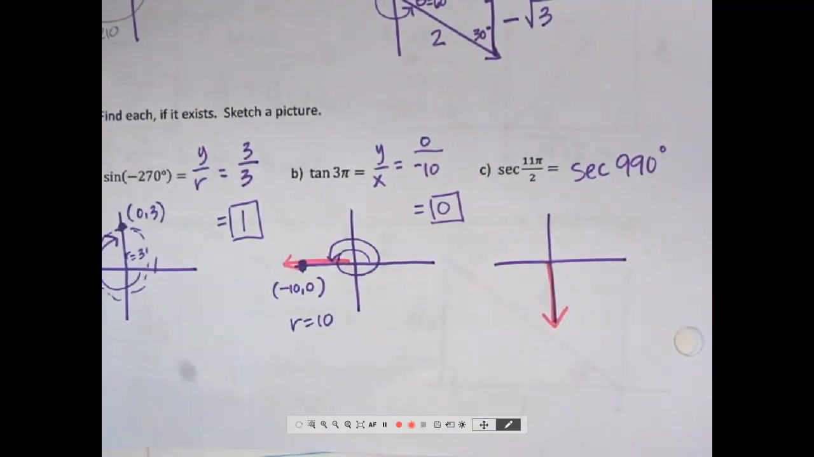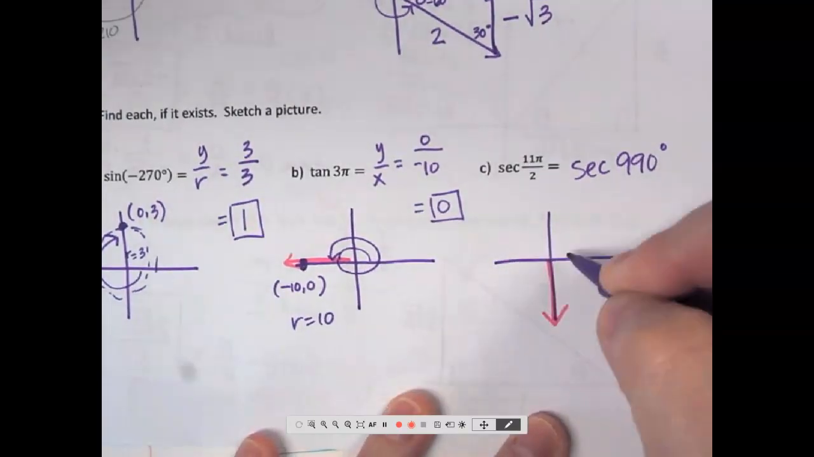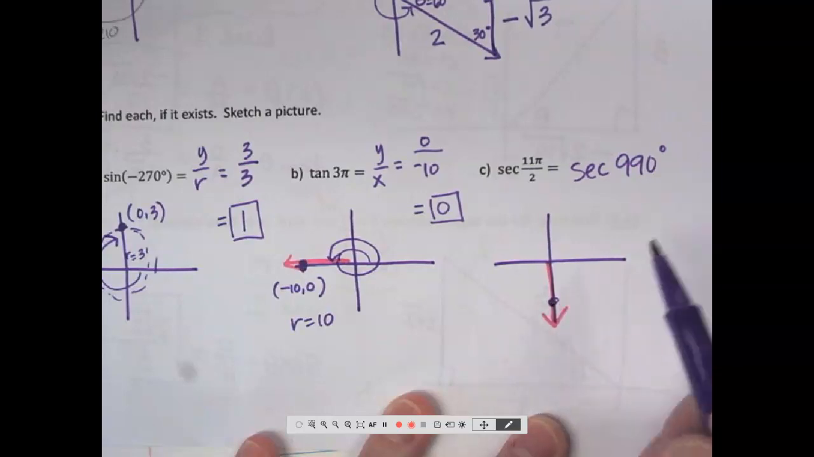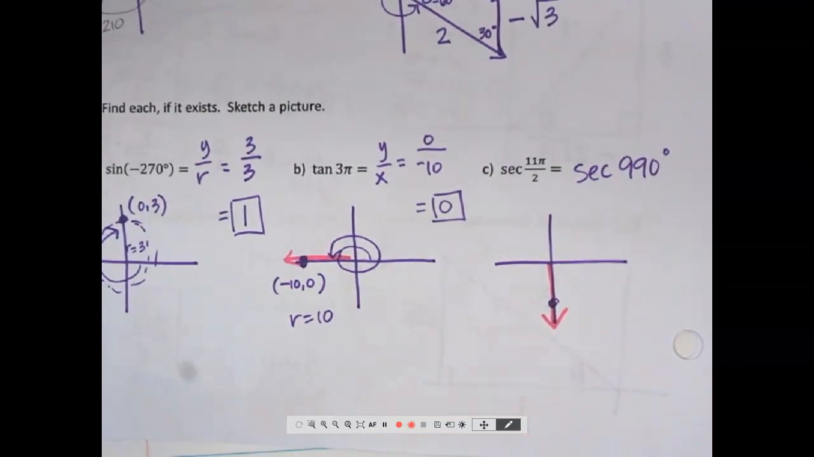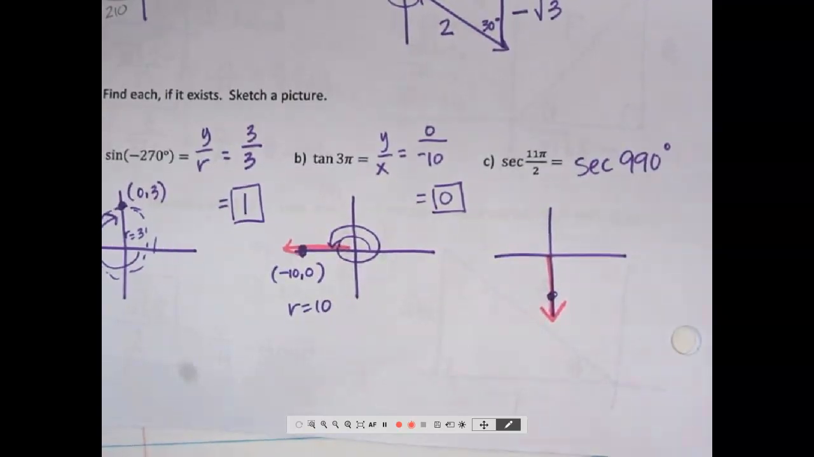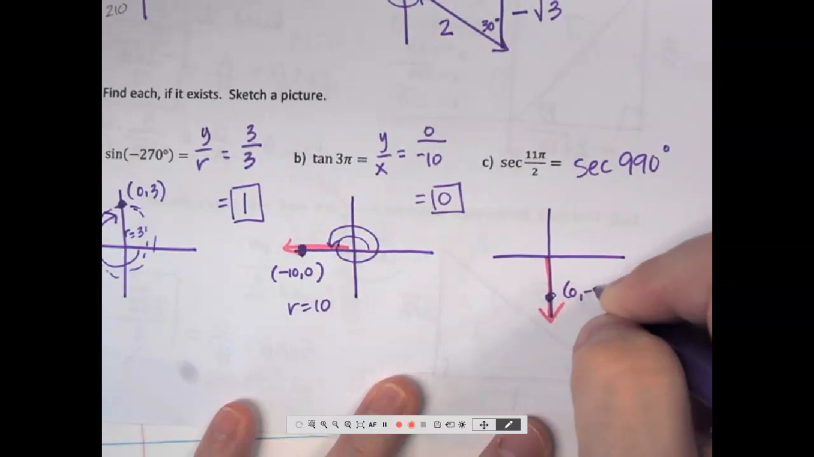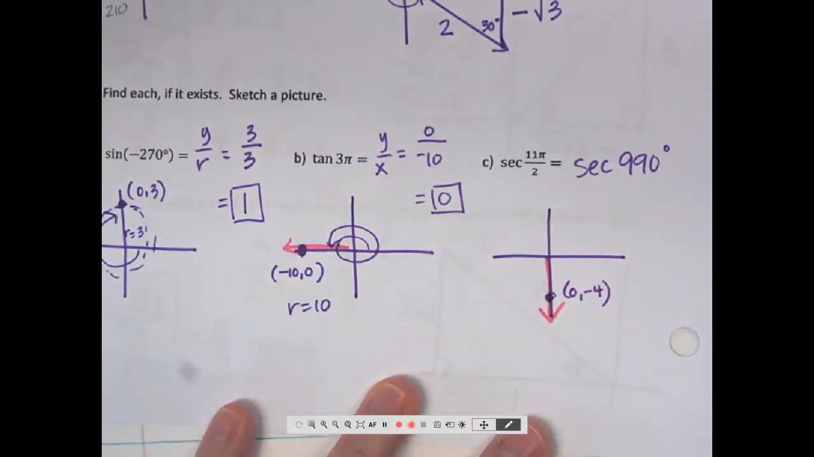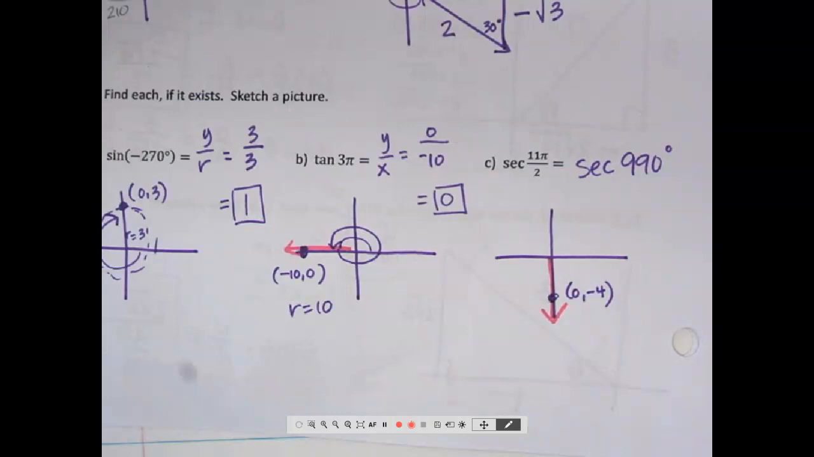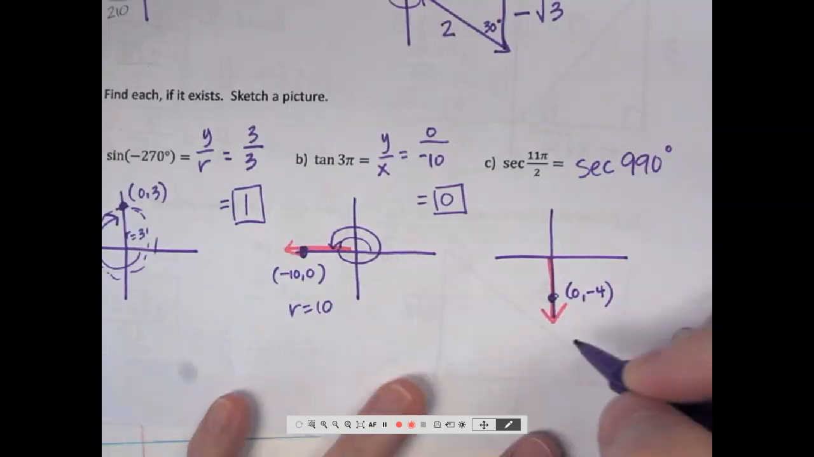Again, I can't draw a right triangle to the x-axis because I'm already perpendicular. So I'm going to pick a point. Any point. Someone give me a good one to use. 0, negative 4. Okay. If I drew a circle through that point, what would the radius be? Just 4.